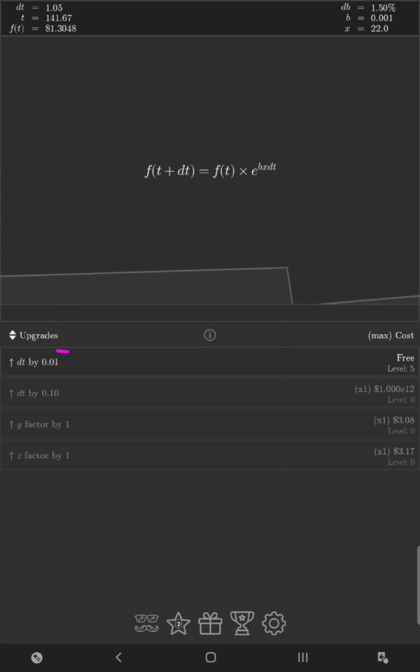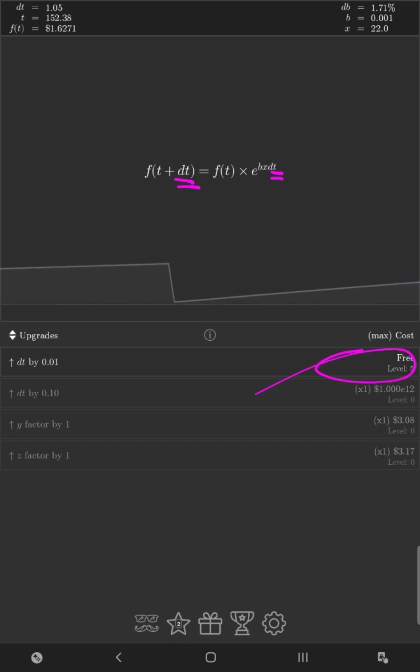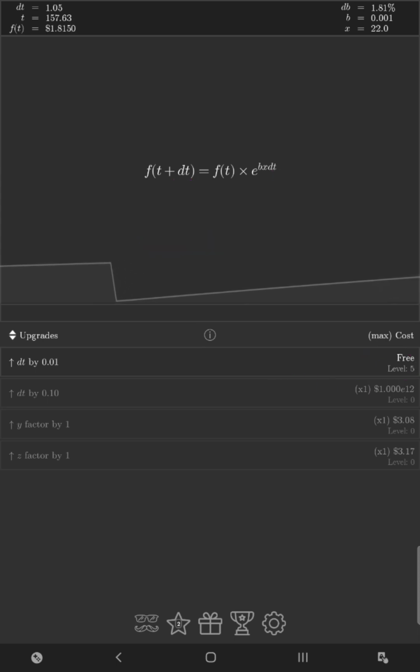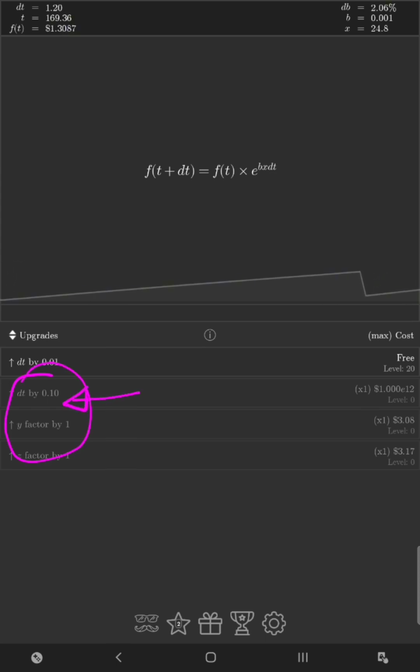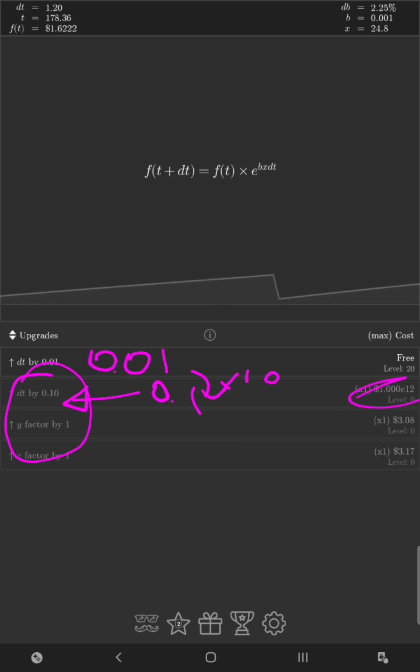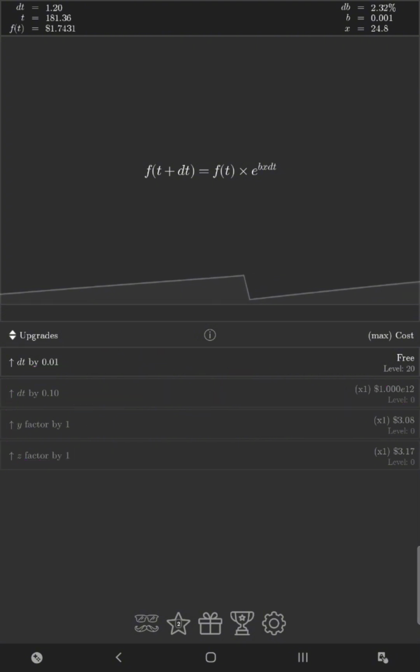So here we have the dt increased by 0.01. As you can see here, we have the dt, and here there's the dt. So every time we buy this upgrade, this variable will increase by 0.01. And this is also free, so you can buy infinite times. And then here we have the other upgrades. So increase dt by 0.1 is just the same as this one, but it's 10 times better, and it costs a lot. So we're not going to buy that yet.